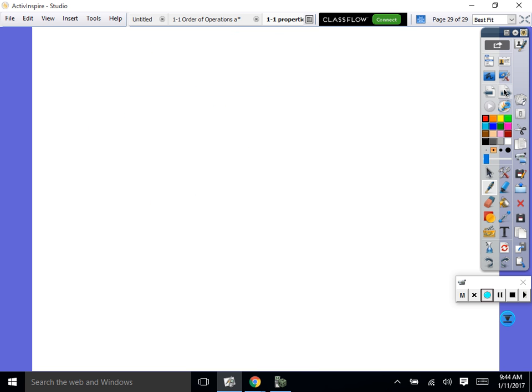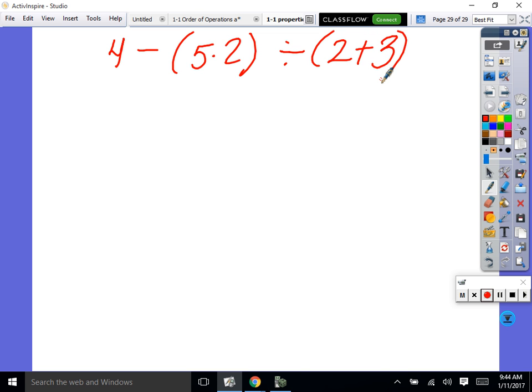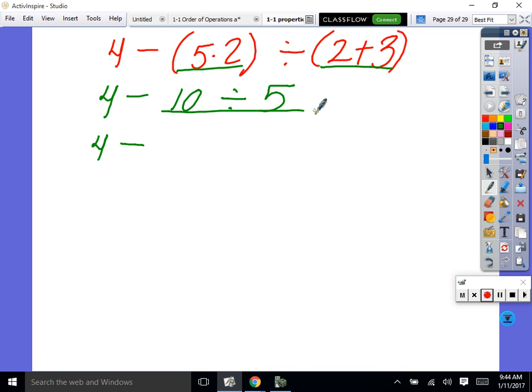All right, let's do this next one. Getting a little bit trickier here. 4 minus parentheses 5 times 2 divided by 2 plus 3. First thing we do is parentheses. Please excuse. So parentheses first. Let's rewrite the problem. 4 minus, what is that? 10 divided by 5. Everybody golden. You're doing great. Now division comes next, so let's rewrite the problem. 4 minus 2, correct, everybody? Which would be 2. So pretty simple.